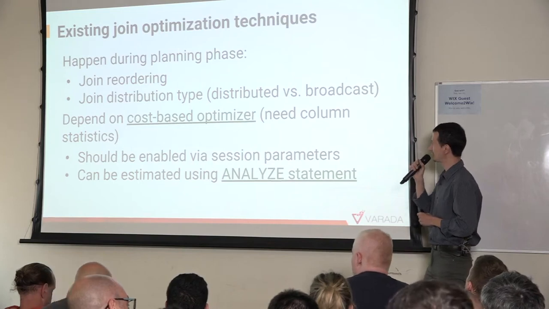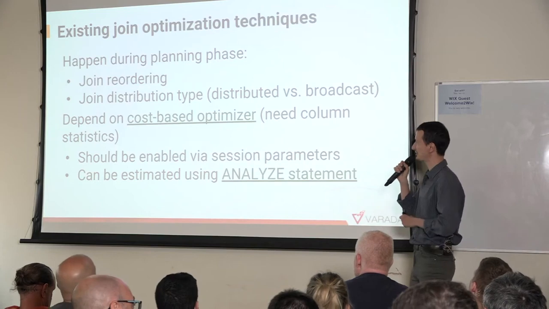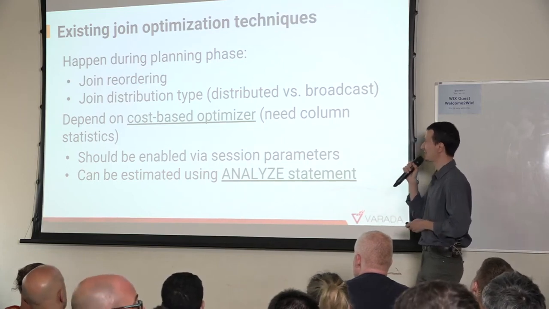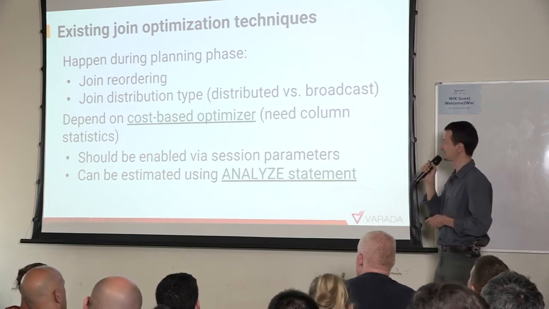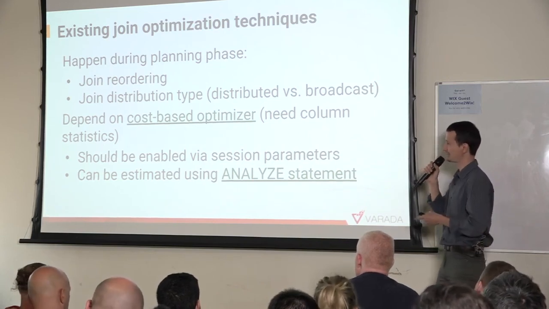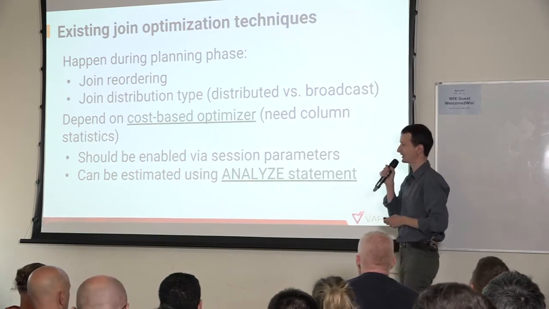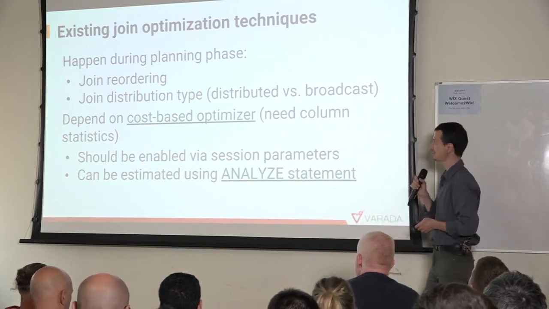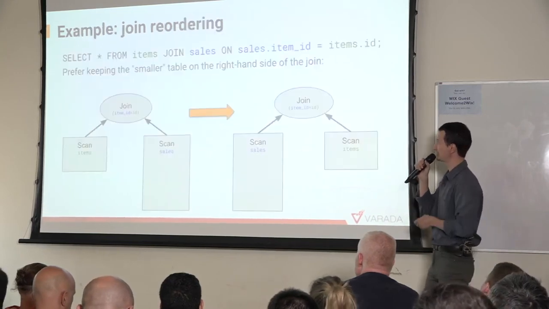It requires column statistics to do the correct optimizations, which will be described in the next slides. The statistics can be provided by the connector, which currently is done by the Hive connector. And if your connector doesn't provide them, you can use the analyze statement to collect them at runtime. So let's start with the first optimization, the join reordering.